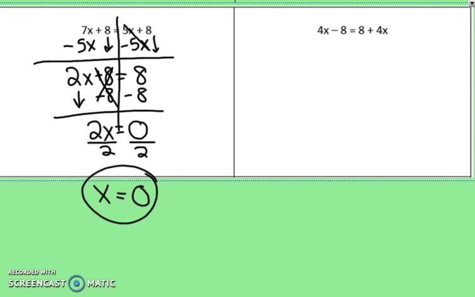I know 0 is one of those numbers that people automatically assume because they're done. It's just 0. It is 0. It doesn't mean there's no solution. It means the solution is the number 0.